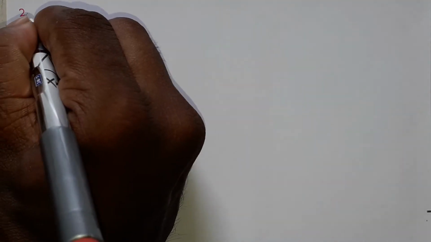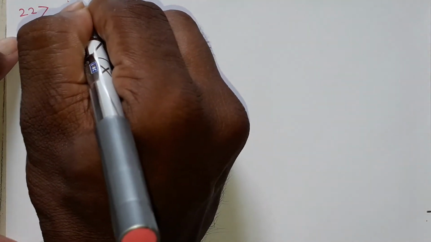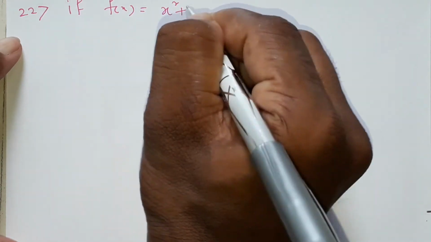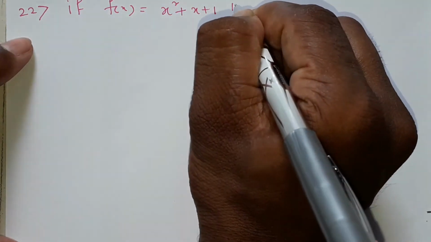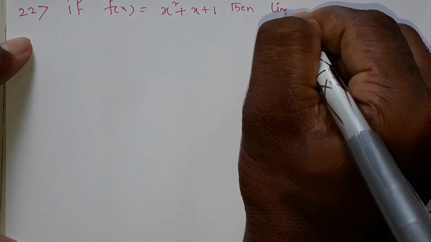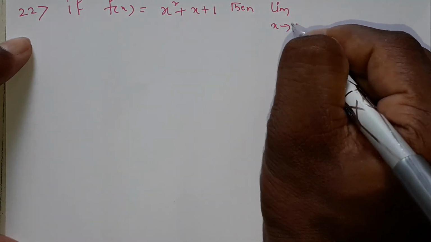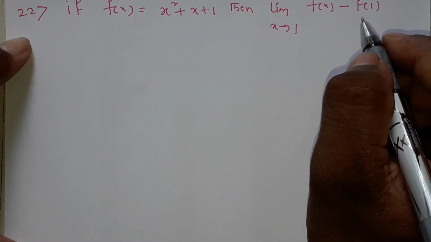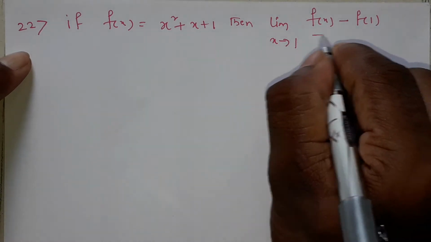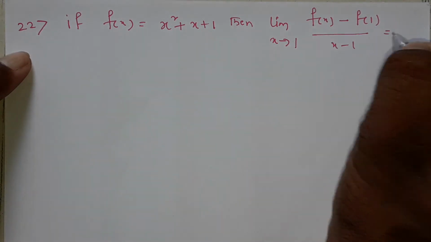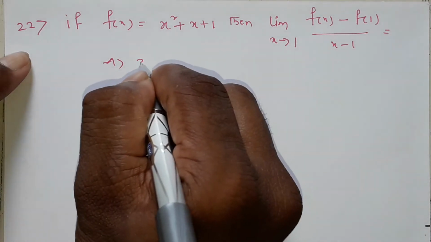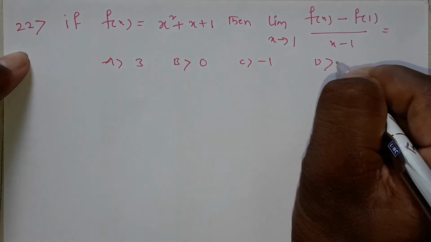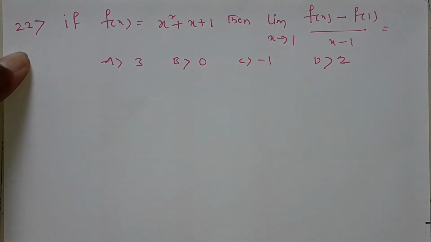Next, question number 22. If f of x equal to x square plus x plus 1, then limit x tends to 1, (f of x minus f of 1) by (x minus 1) equal to. Option A is 3, option B is 0, option C is minus 1, option D is 2.